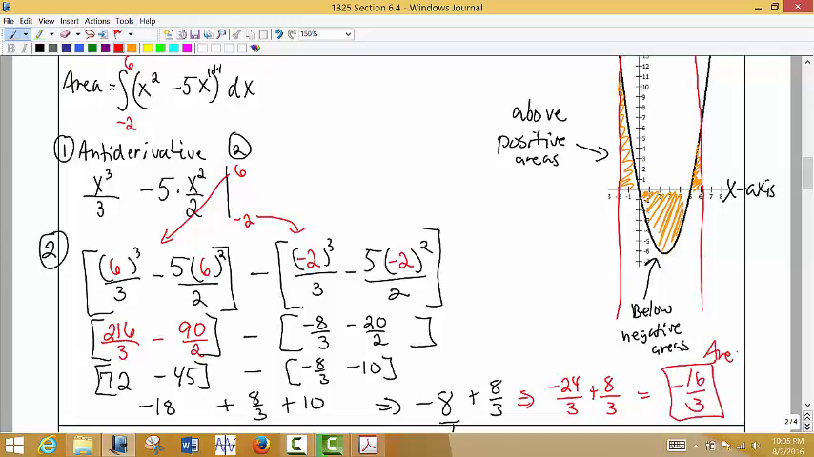So this represents my area. Now we said we anticipated that we might get a negative value, and that's because these positive areas are smaller than this larger negative area. So it does make sense that we would end up with a negative value for the area between the curve and the x-axis.